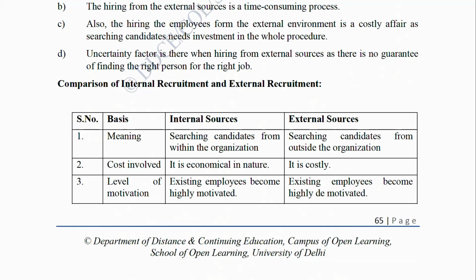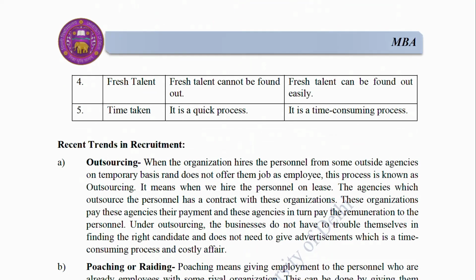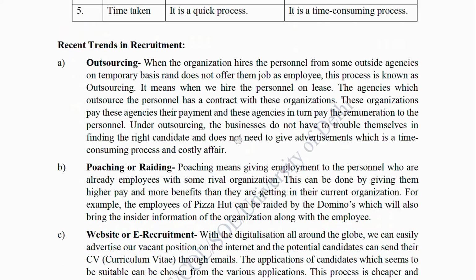Fourth, fresh talent. Fresh talent cannot be found in case of internal sources, whereas fresh talent can be found in case of external sources. Last, in case of internal sources, the process is comparatively quick as compared to external sources, where it takes more time. Recent trends in recruitment.